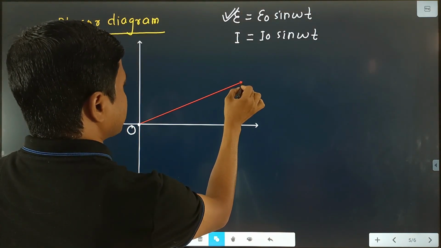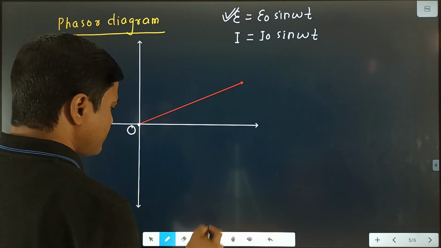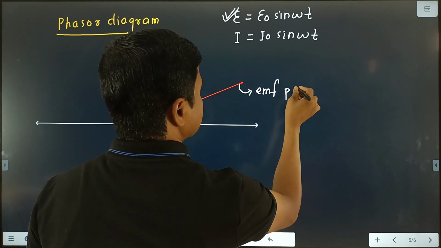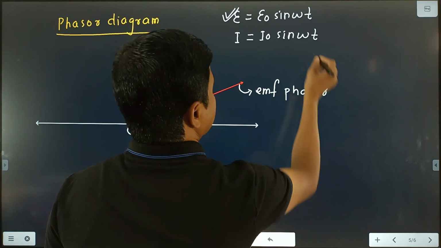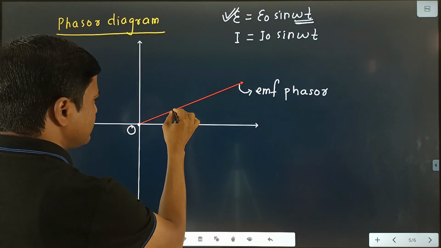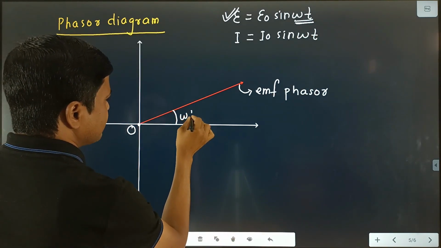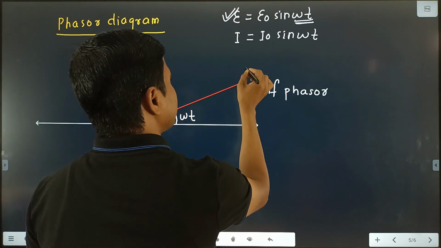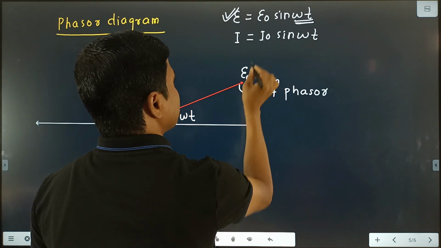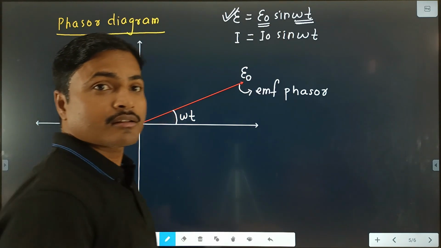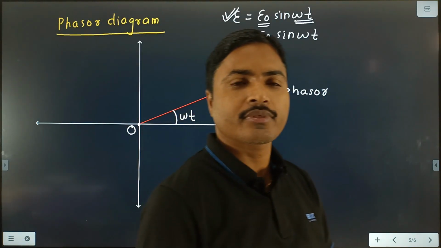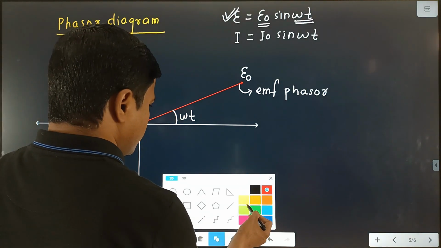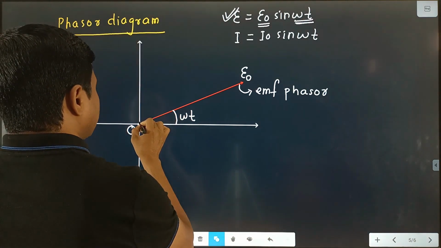Suppose this one is the EMF phasor, and your phase is omega t, so this angle we write that is omega t, and this is the maximum value. For this maximum value we write that is the peak value. For peak value we write E0, this one. Clear? Then another phasor is there, that is known as the current phasor, and you draw the current phasor. Suppose this one is the current phasor.